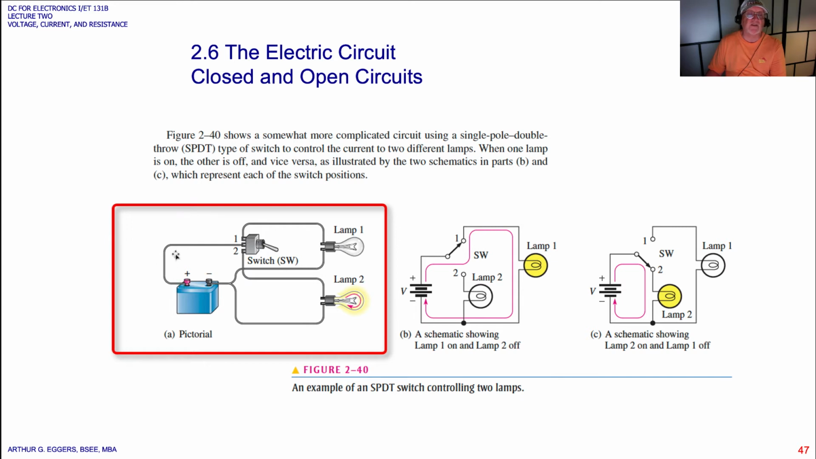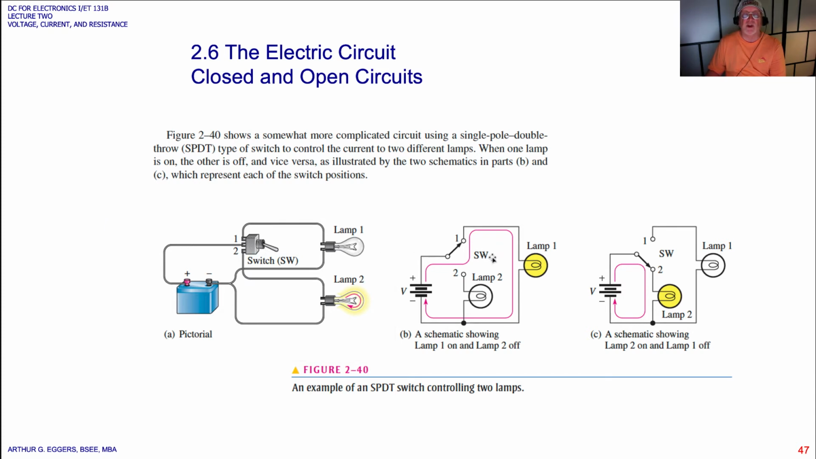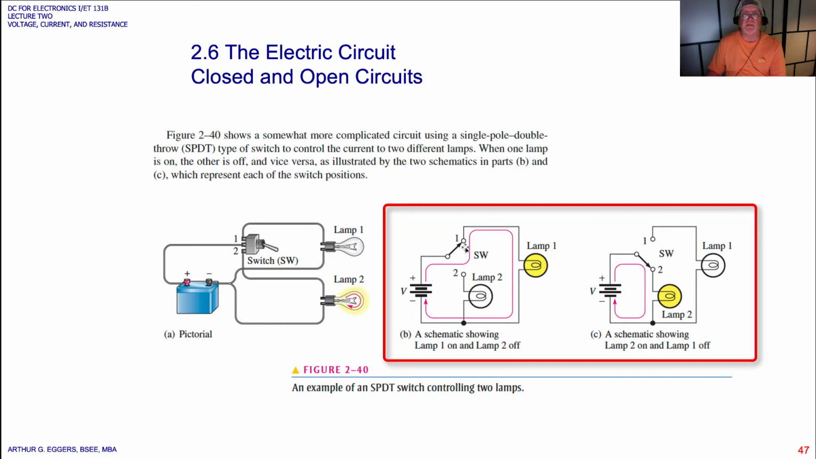On the positive side, the current comes into the switch and then is allowed to go into whichever direction the switch is set to. So if we look at the schematic diagram, we can see maybe a little simpler what is in fact going on here. You can see we have a single pole, a double throw. So in position 1, lamp 1 comes on. In position 2, lamp 2 comes on.